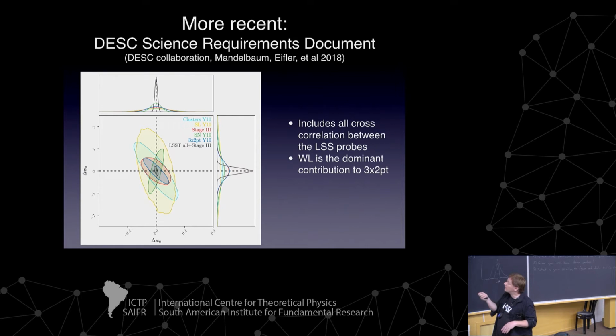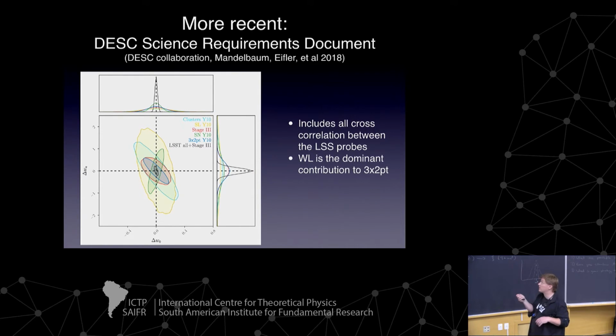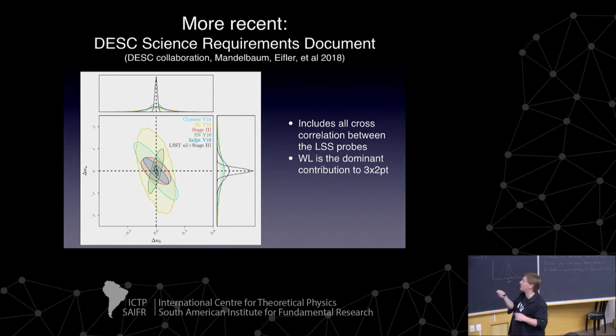And weak lensing is basically the blue contour over here, compared to something like supernovae, compared to something like clusters. This is 3x2 points, so that includes some projected clustering and galaxy-galaxy lensing, but the majority of the information here comes from weak lensing. And I ran these forecasts, so I know that.